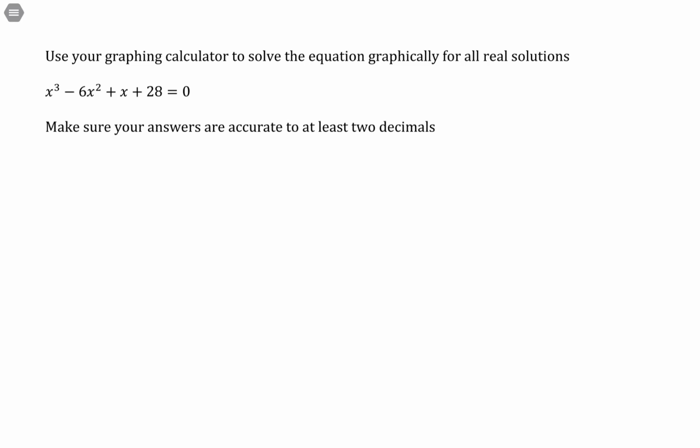Use your graphing calculator to solve the equation graphically for all real solutions. x cubed minus 6x squared plus x plus 28 equals 0. Make sure your answers are accurate to at least 2 decimals.